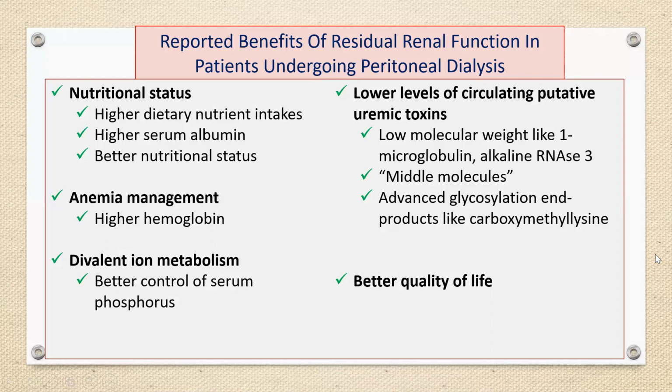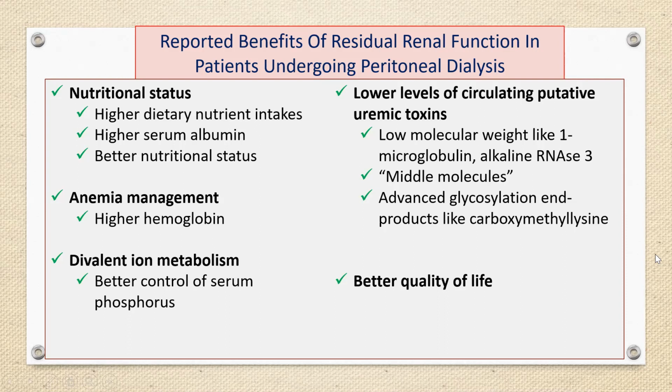Anemia management with higher hemoglobin. Divalent ion metabolism: better control of the serum phosphorus. Lower levels of circulating putative uremic toxins, low molecular weight like beta-2 microglobulin and angiogenin, middle molecules, advanced glycosylation end products like carboxymethyl lysine, and it has a better quality of life.